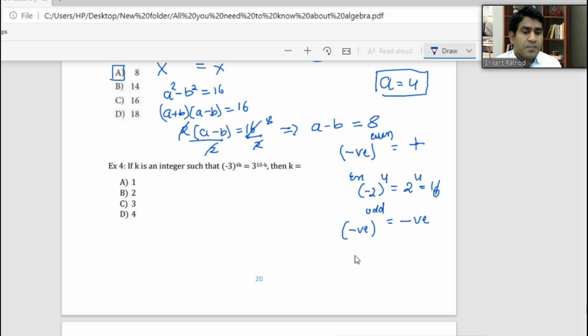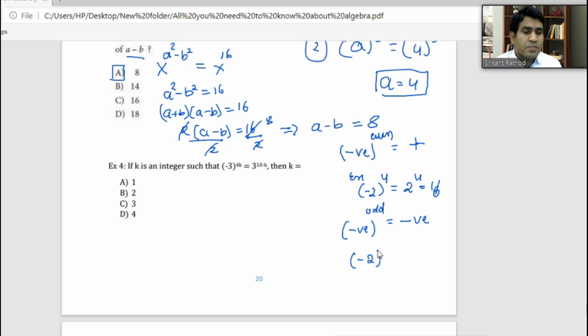Example, if I say negative 2 to the power 3, so 3 is an odd number, then it's going to be 2 to the power 3 with a negative sign, so negative 8. So what I'm trying to say here is, if the power of that number is even, then the result is always positive, whether the base number is positive or negative. But if the power is odd and the base number is negative, then the result is going to be negative.